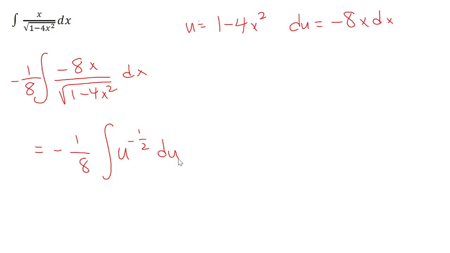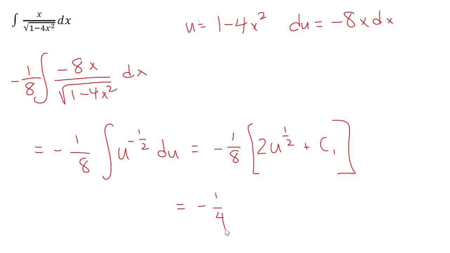So this is negative 1/8 of the integral of u to the negative 1/2 du, which is negative 1/8 times, well, that integral goes up to u to the 1/2, and then multiply by the reciprocal of 1/2, or 2, and add your constant. And negative 1/8 times 2 is going to be negative 1/4, so we end up with negative 1/4 of root u, or u to the 1/2, so we'll just say negative 1/4 of the square root of 1 minus 4x squared plus some constant.